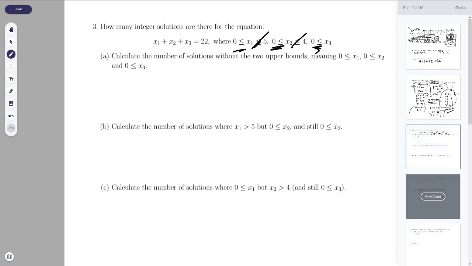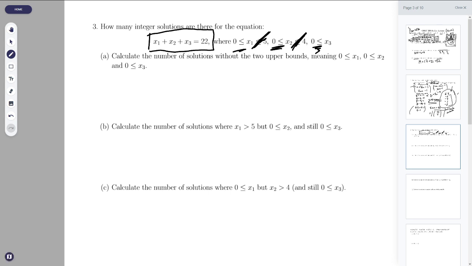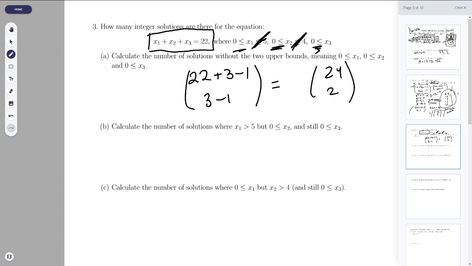All right, so let's go back to this problem. Now we're dealing with x1 plus x2 plus x3 is equal to 22. What part A says is just ignore these upper bounds. So I've crossed them out for now. The upper bounds don't really exist. So in this case, we're free to do whatever we want. We can just say it's 22 plus 3 minus 1, choose 3 minus 1. And we're good, right? That's equal to 24 choose 2. And that's fine.